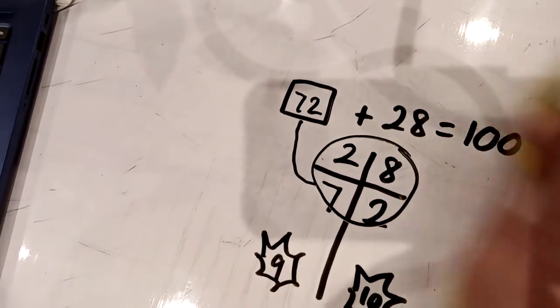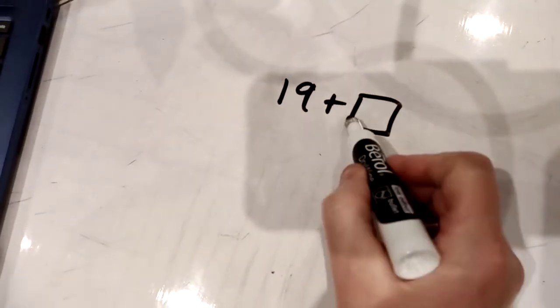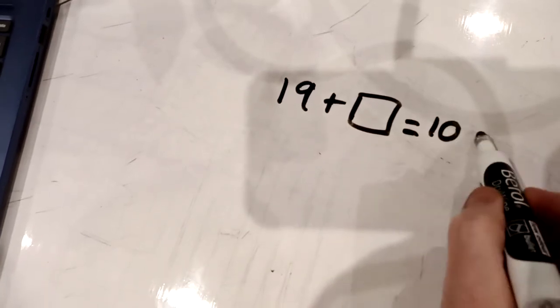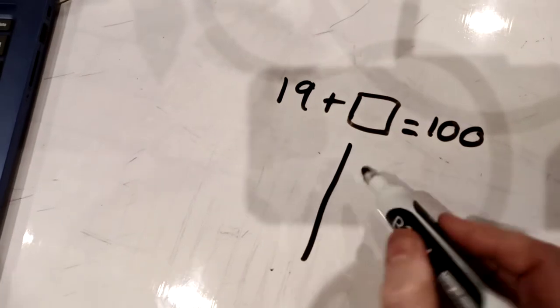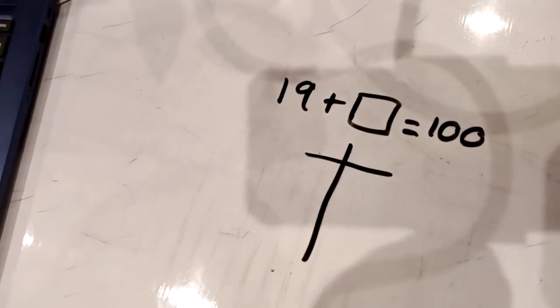Okay, right guys, have a go at these. I'm going to say 19 add something equals 100. Pause the video and have a go at doing that. You'll need to use the sword method.